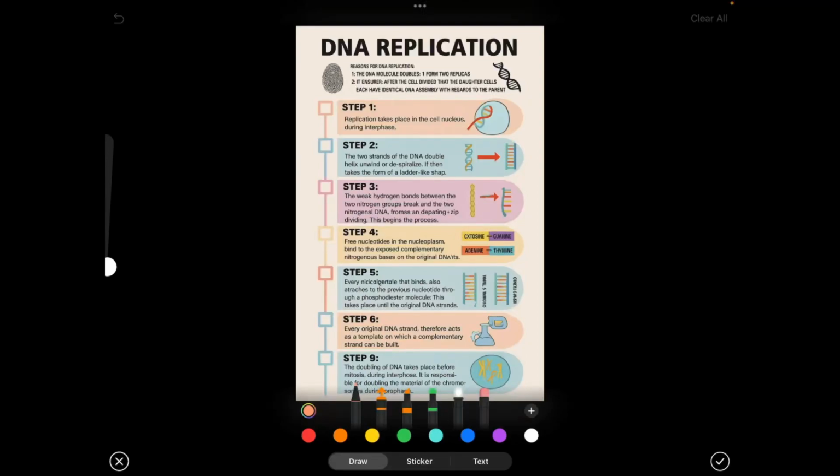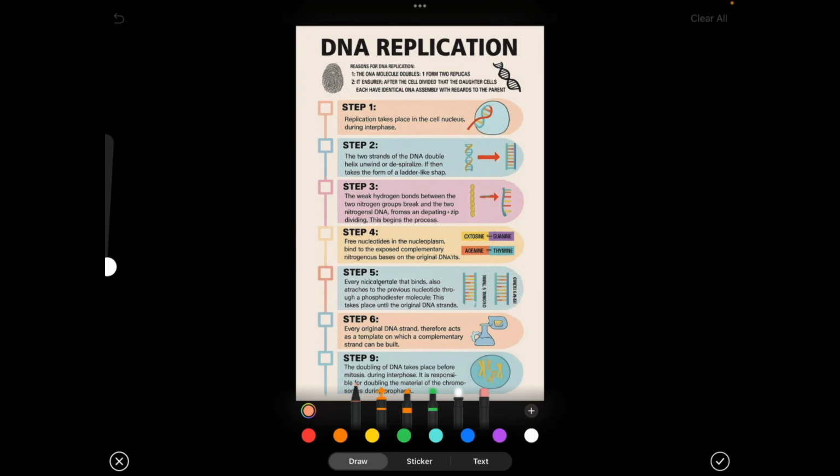In today's video, we will understand DNA replication in the easiest possible way using a colorful step-by-step poster that I have created. By the end of this video, you will clearly know how the DNA makes its exact copy during the cell cycle. A very important concept for class 10 and class 12 and also for NEET.